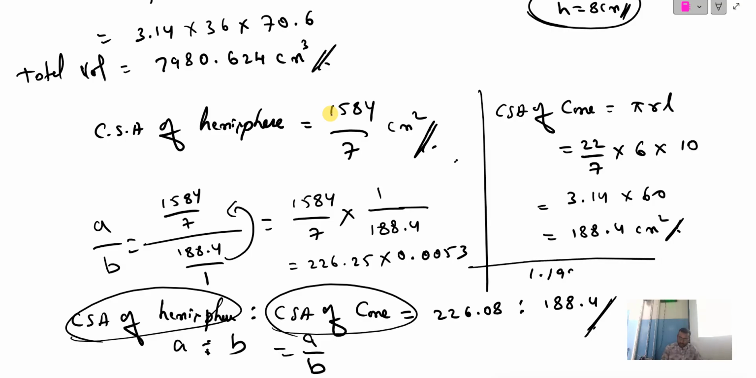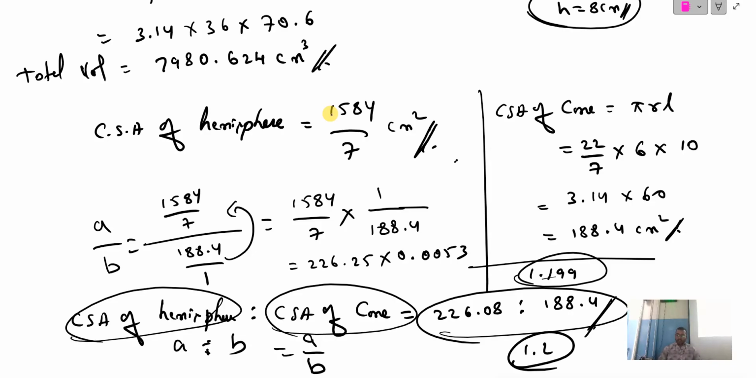See, 1584 divided by 7, you calculate separately, substitute that value and write that value as it is. Enough. No need to divide. Here, you keep this value as it is. 1584 by 7, don't divide. Keep it as it is. Again, you may get confused if not.